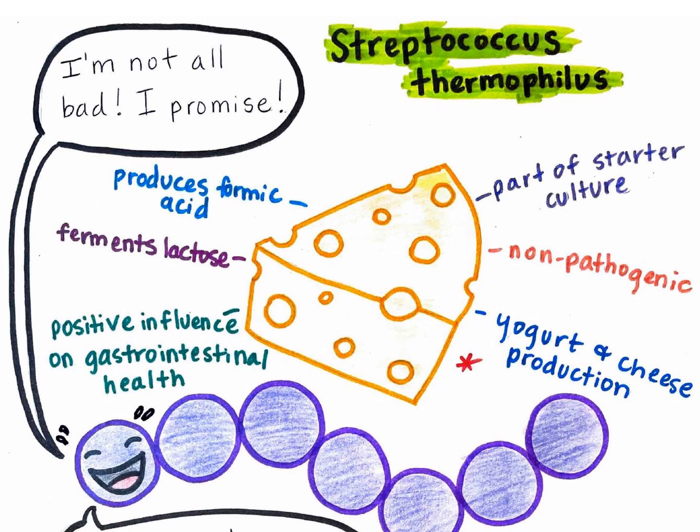Streptococcus gets a bad rap, but I wanted to end on a good note. So Streptococcus thermophilus produces formic acid, ferments lactose. It has a positive influence on our gastrointestinal health and is part of a lot of starter cultures. It's non-pathogenic and used in yogurt and cheese production. So typically we think of Streptococcus as being pathogenic, but there are plenty of species of Streptococcus that are non-pathogenic.